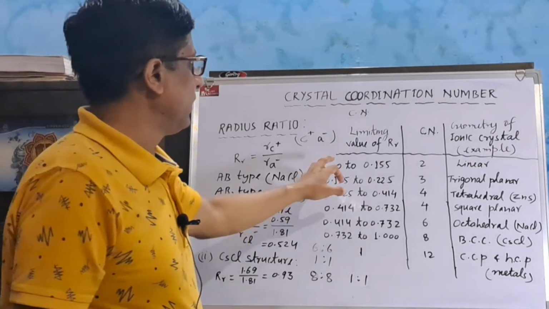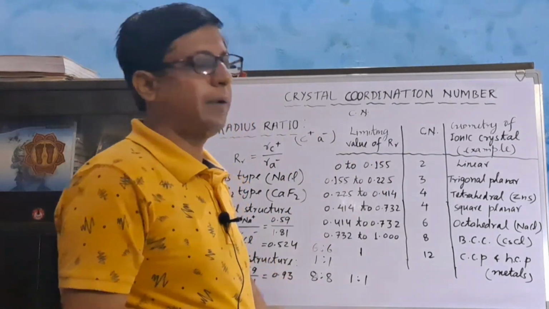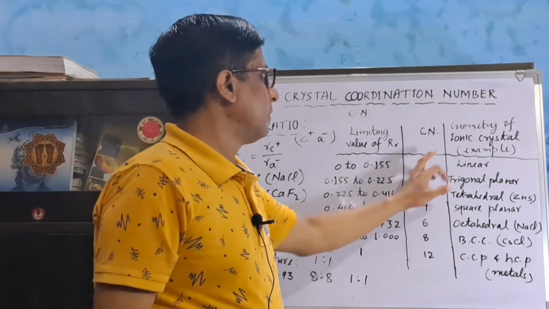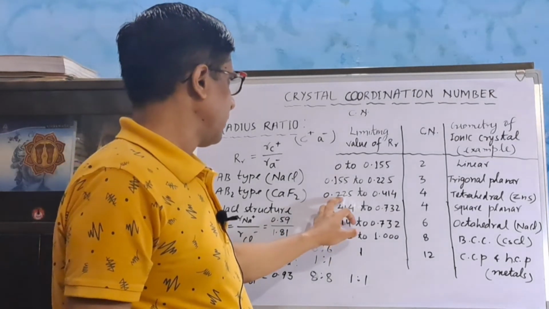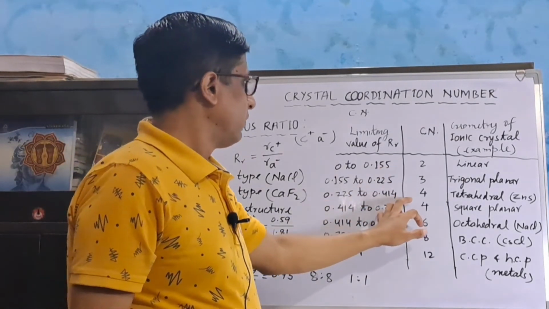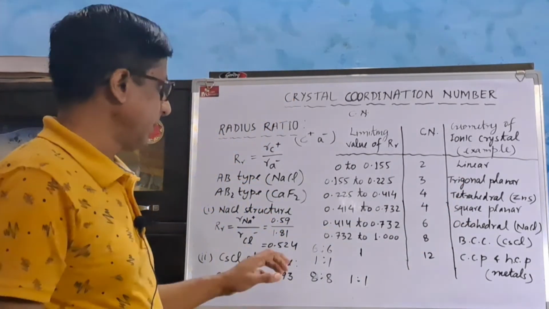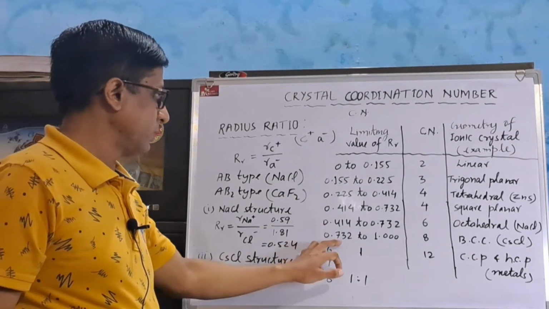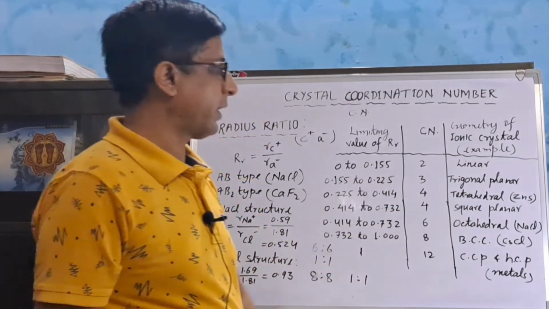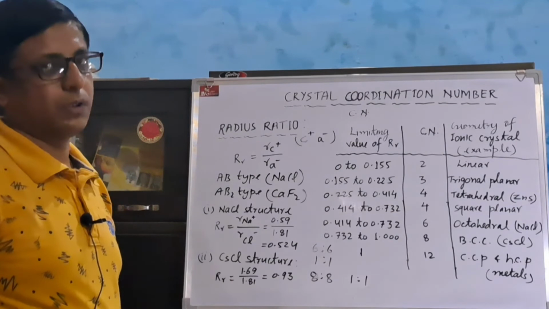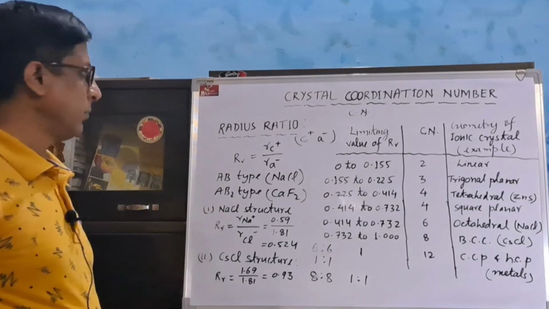This is the chart showing the limiting values of radius ratio. With the help of this chart, we can predict the coordination number and geometry of ionic crystals. If the radius ratio is between 0.225 and 0.414, then the coordination number will be 4 and the geometry will be tetrahedral. Similarly, if the radius ratio is between 0.732 and 1.00, then the coordination number is 8 and the geometry is BCC, body-centered cubic structure. We can apply this rule in the case of the sodium chloride structure.